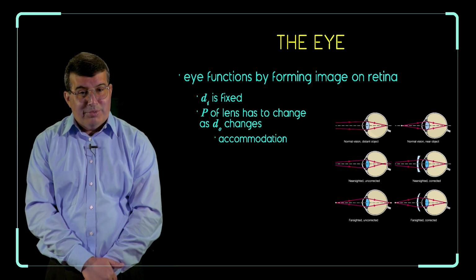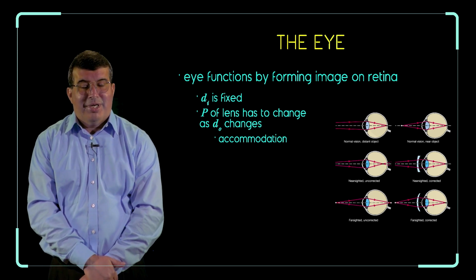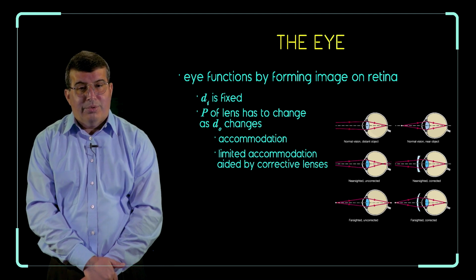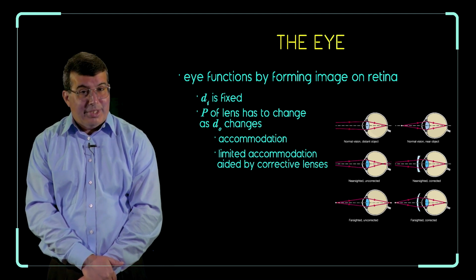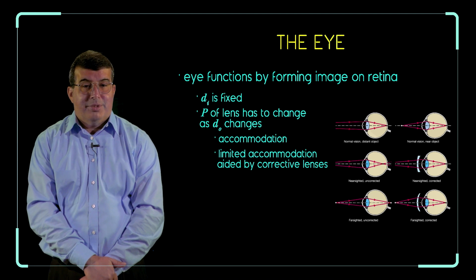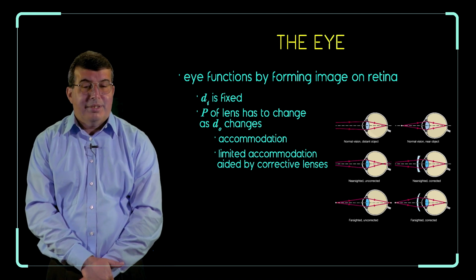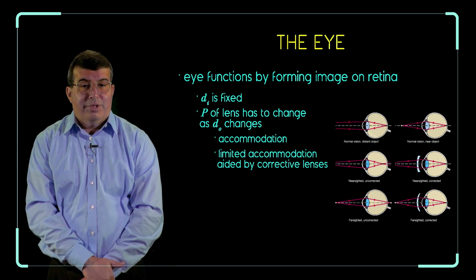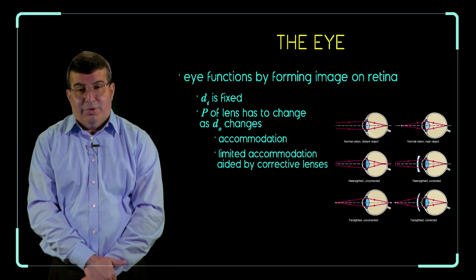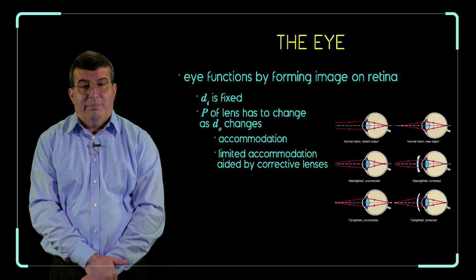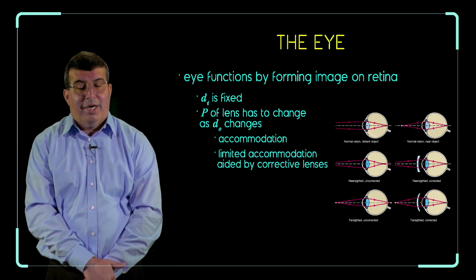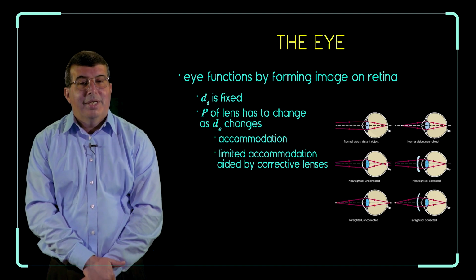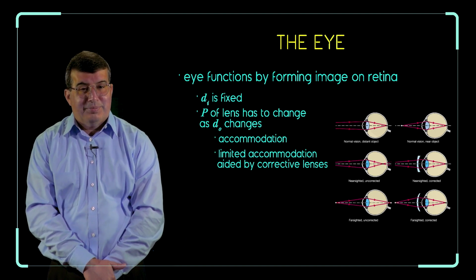At least that's how it's supposed to work. Sometimes we have limited accommodation. For example, as we get older, we tend to become nearsighted, which means that our eye can't accommodate for distant objects. Also, sometimes we become farsighted, which means that our eye can't accommodate for nearby objects. Let me demonstrate this for you.